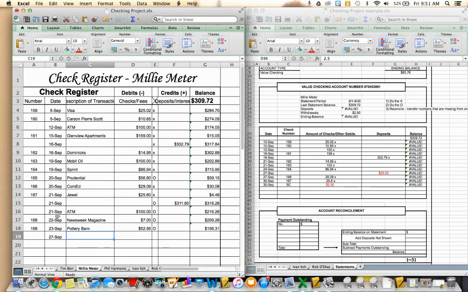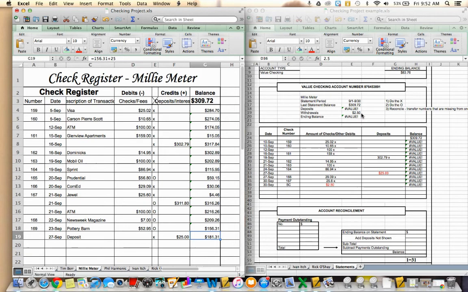And we don't know who it was, a deposit. I always write deposit because I don't like leaving things blank. I'm going to put an X here because the bank already knows about it. And I'm going to add that amount. I'm going to put in my calculator 156.31, and I'm going to add the $25, and I get a new balance of 181.31.